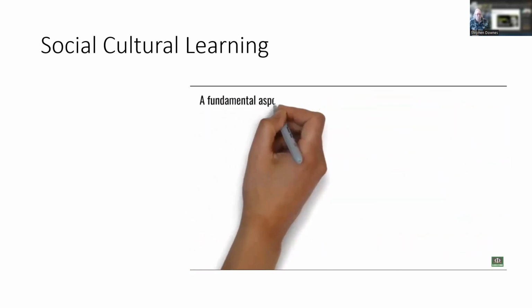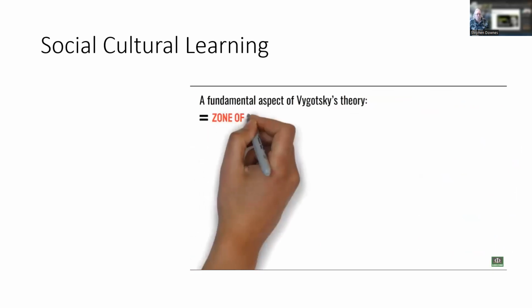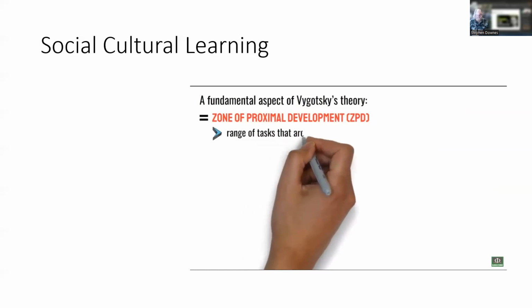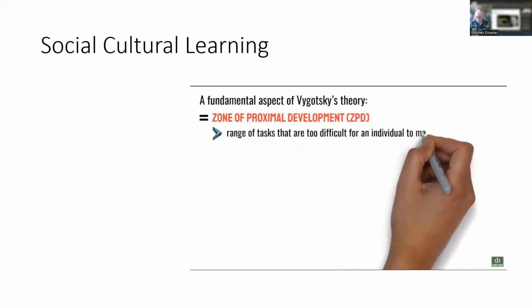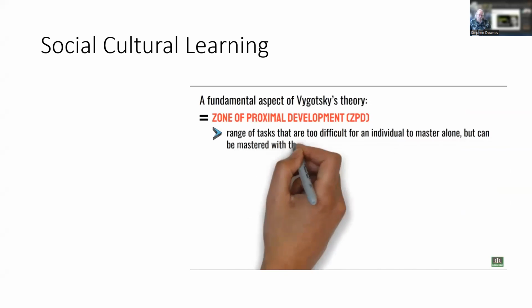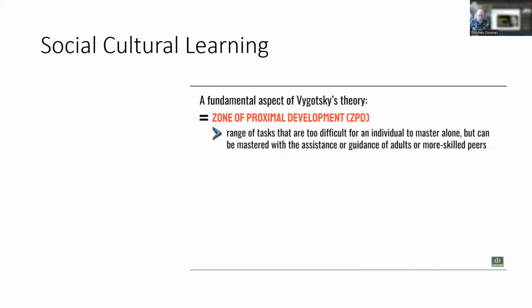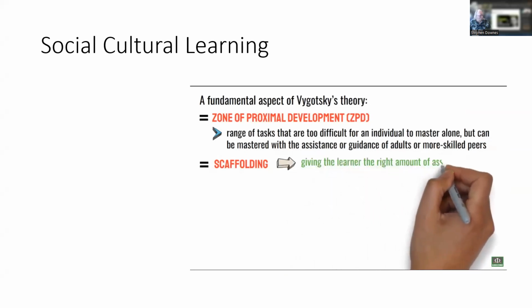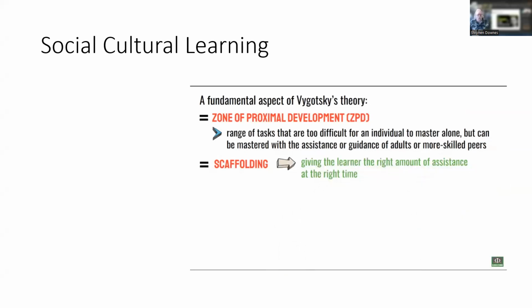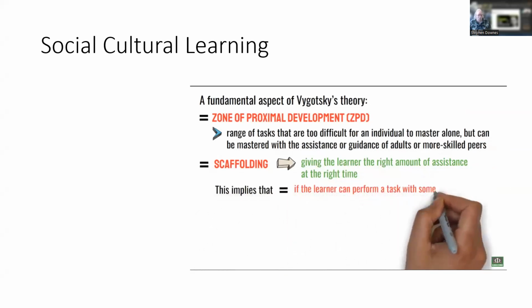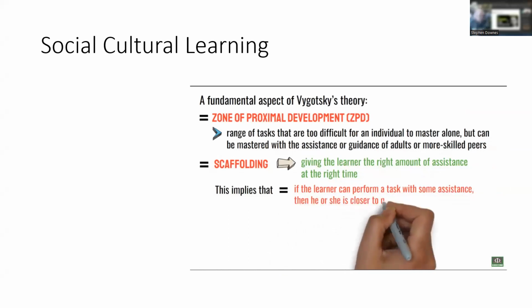A fundamental aspect of Vygotsky's theory is the zone of proximal development. This is a range of tasks that are too difficult for an individual to master alone, but can be mastered with the assistance or guidance of adults or more skilled peers. Another part of this theory is scaffolding, which is giving the learner the right amount of assistance at the right time. This implies that if the learner can perform a task with some assistance, then he or she is closer to mastering it.